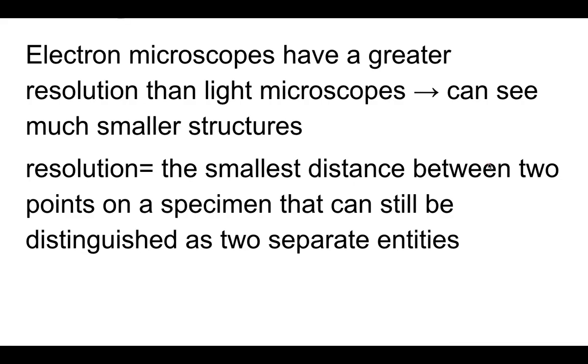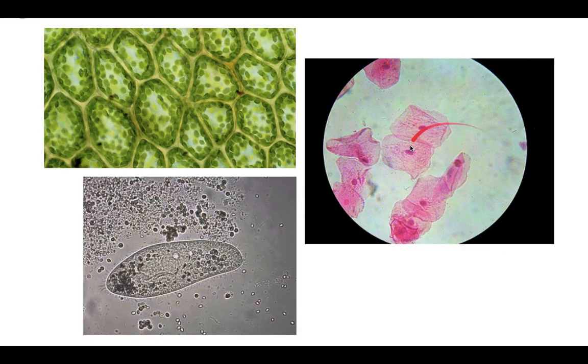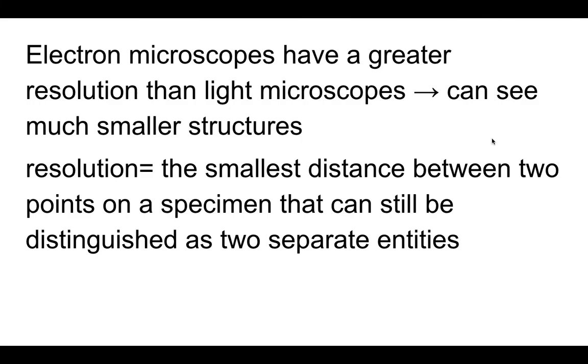You need to know this language for IB. It says electron microscopes have a greater resolution than light microscopes, and that means you can see much smaller structures. Resolution is the smallest distance between 2 points on a specimen that can still be distinguished as 2 separate entities. So if you took an image from a light microscope, we could blow this up, we could make it bigger and bigger and bigger, but it's just going to get blurry. So we can't increase the resolution of a photo after it's been taken. And that's why it's important to know that electron microscopes have this greater resolution.